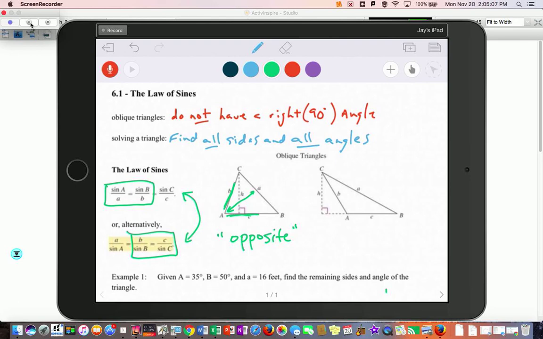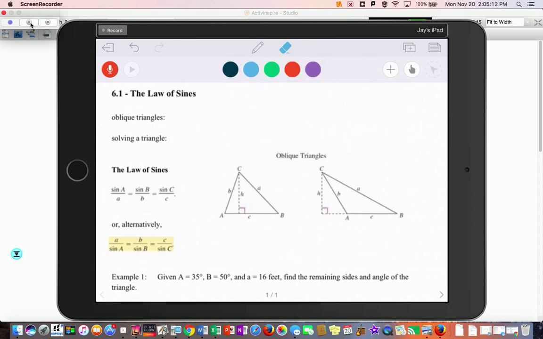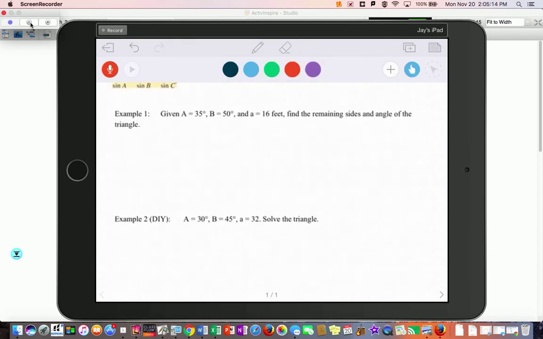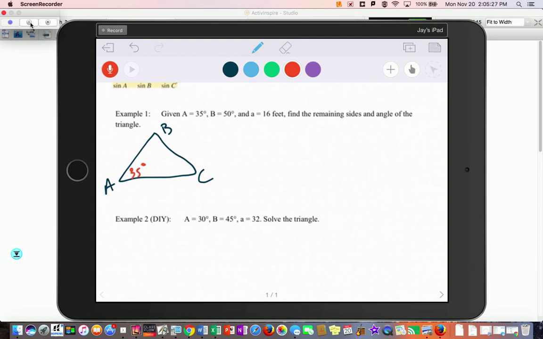So let's go ahead and jump into one of these examples. Draw any triangle you want. I typically draw something that looks kind of equilateral, and I usually just put A, B, C. A will be 35 degrees, B is 50 degrees, and little a is 16, so little a would go here, and that's 16. So we have to find little b and little c.